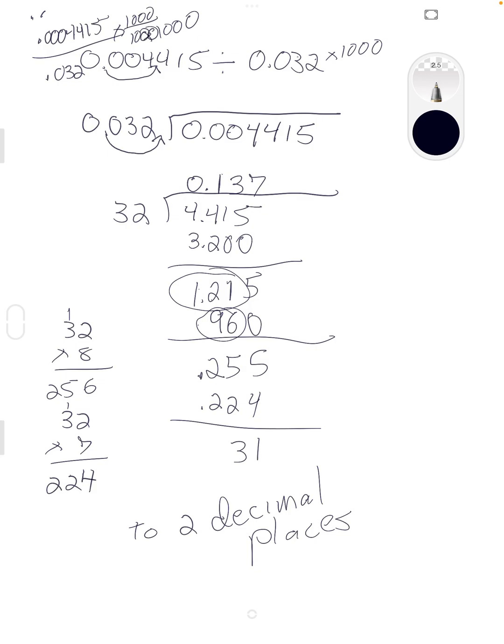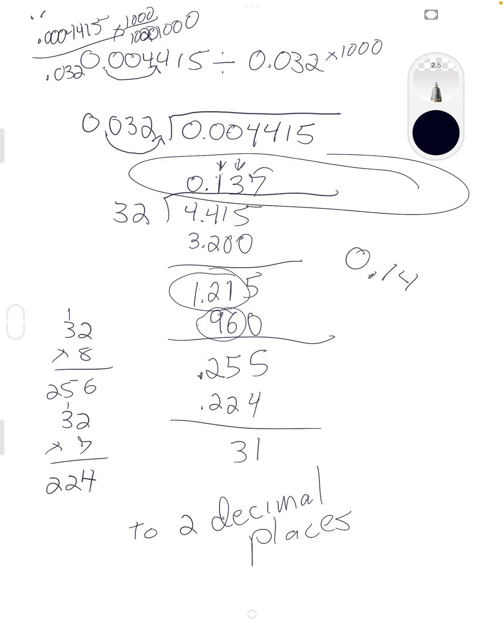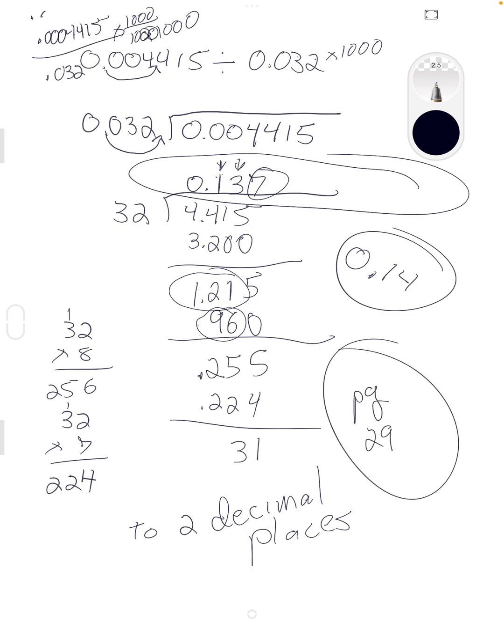So in this case, I'm not actually looking for the total answer. I'm looking for the answer rounded to 2 decimal places. Well, this is called 1 decimal place. This is 2 decimal places. Well, as we remember from last time, this becomes 0.14 because this number is 5 or bigger. That's the answer, 0.14. You'll see this on page 29, and this is an example. So if you missed any of that, look at the example on page 29.